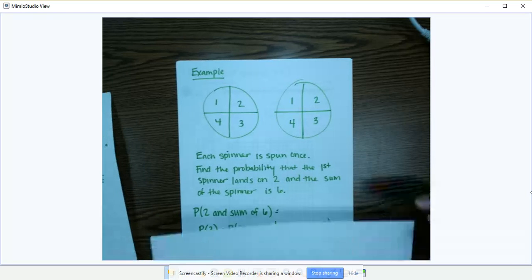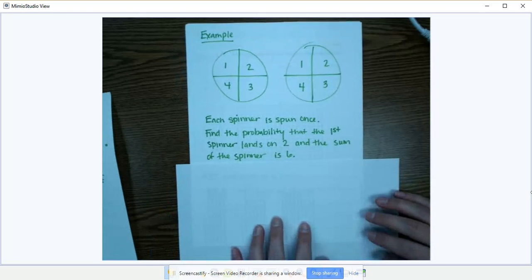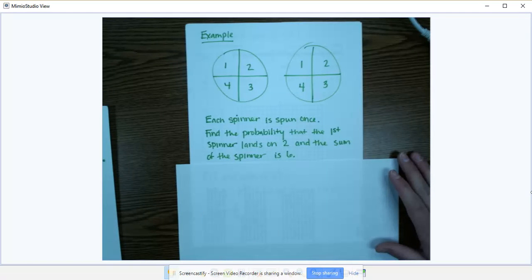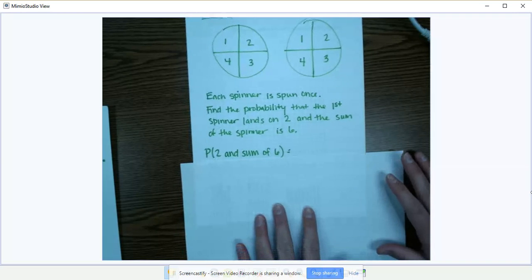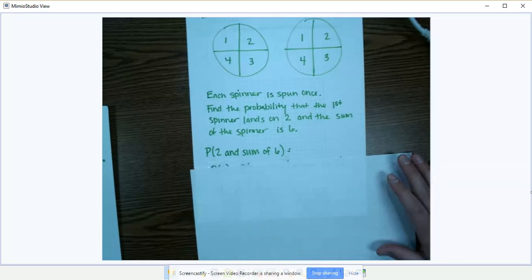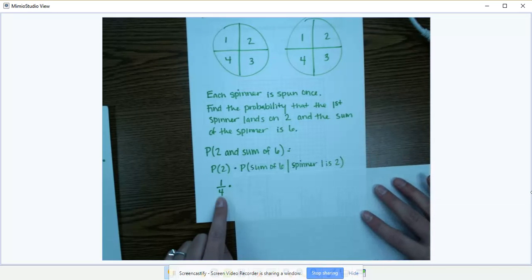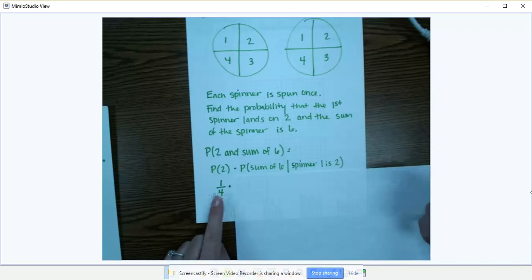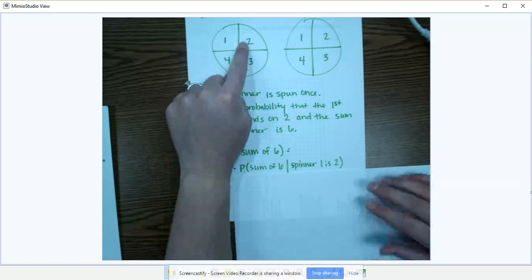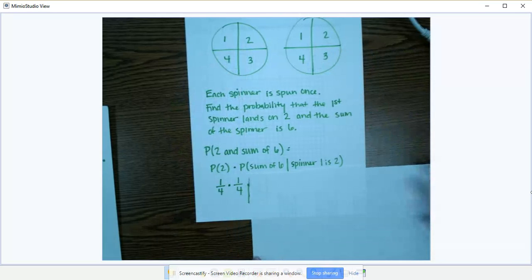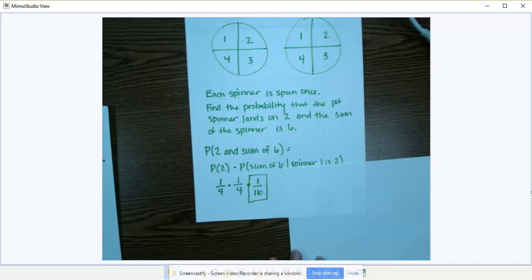We have these two spinners, and each spinner is spun one time. We want to find the probability that the first spinner lands on a 2, and the sum of the spinners together is 6. So I wrote that out, probability of 2 and a sum of 6. Well, probability of 2 is pretty easy. We can find that on our first spinner. It's just 1/4. But then the probability of a sum of 6, given that our first spinner was a 2, so we know this has to be a 2, that leaves us with only a 4 on the second spinner, which is another 4th. Multiplying them together is 1/16.